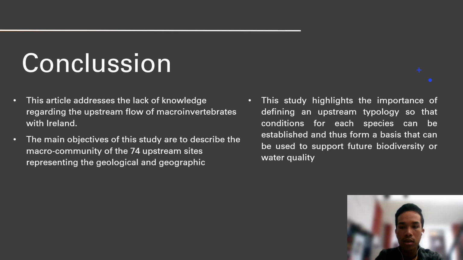Canonical correspondence analysis, or CCA, was carried out to determine the relationship of macroinvertebrate community and physicochemical variables. It is clear that chemical variables, including conductivity and pH, play a considerable role in determining the community, as shown by one-way ANOVA, also highlighting the importance of some desk variables at this site. The study highlights the importance of defining an upstream typology so that conditions for its species can be established, and thus the baseline data can be used to support future biodiversity or water quality assessments.